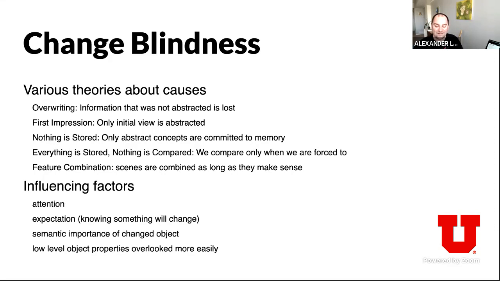Then, of course, the semantic importance of a changed object. So if there's only one person in a picture and that person is disappearing, because we are primed to look at people, you will immediately notice that. But if there's something in the background, like a flower that disappears, that's not the most important object in the scene, you might be much less likely to see it. And then low level object properties such as color or texture are also overlooked more easily than presence or absence.